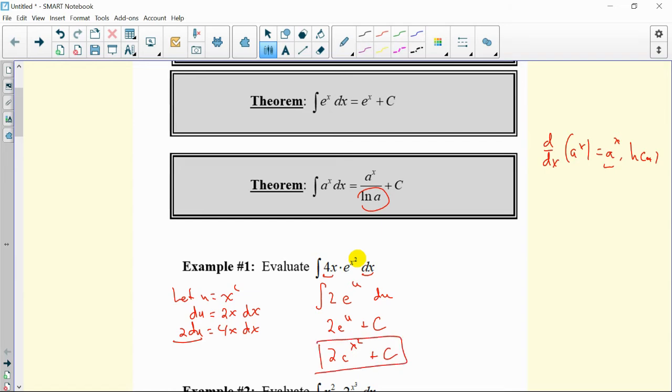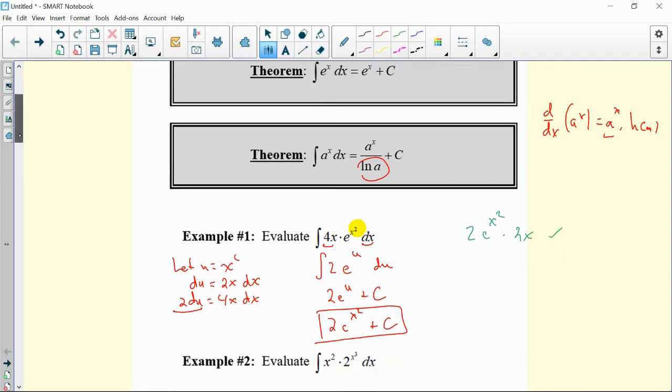And I stressed this in the last couple of videos, and I'll stress it again. It's so much easier to take a derivative. So much easier to check your work. Real quick, you could say, that's 2e to the x squared times the chain rule 2x. And that simplifies perfectly. So much easier to do a derivative.